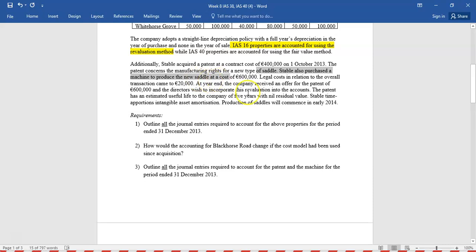So the patent has an estimated useful life of 5 years, and the amortization is time apportioned for the intangible asset. Production of saddles will commence in early 2014.